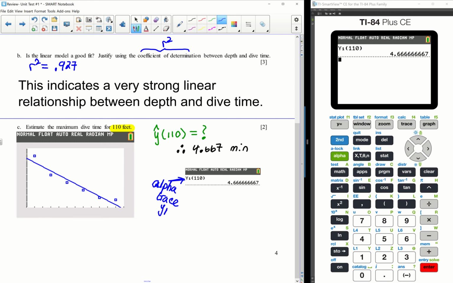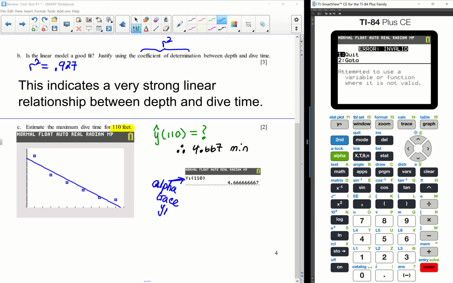Either way is fine. The issue is if you have the domain issue on your graph, like we did with the Zoom 9, you do this technique, you type in the 110, and you're like, dang it, I don't know what to do. You forget about the window. You always have this option to fall back on. You do it this way if you have X and you need to figure out Y.